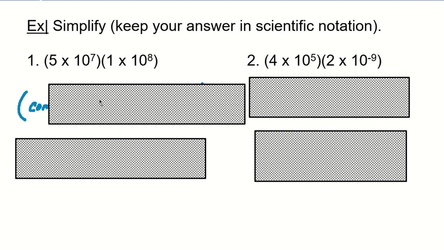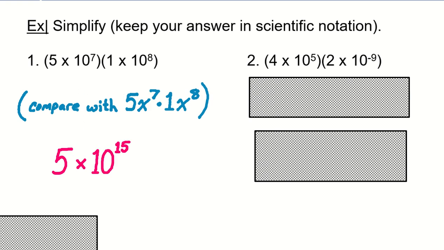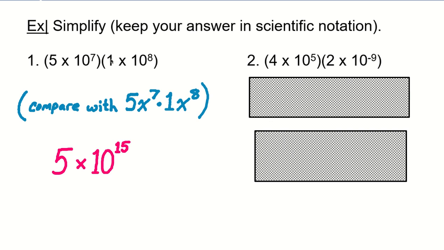5 times 1 is just 5, and then 10 to that power times 10 to this other power, you can add the powers. And so you could say this is your final answer, especially if the directions are telling you that your final answer should be in scientific notation. Like, I know 5 times 10 to the 15th is some giant number, okay? But the directions are saying leave your answer in scientific notation.